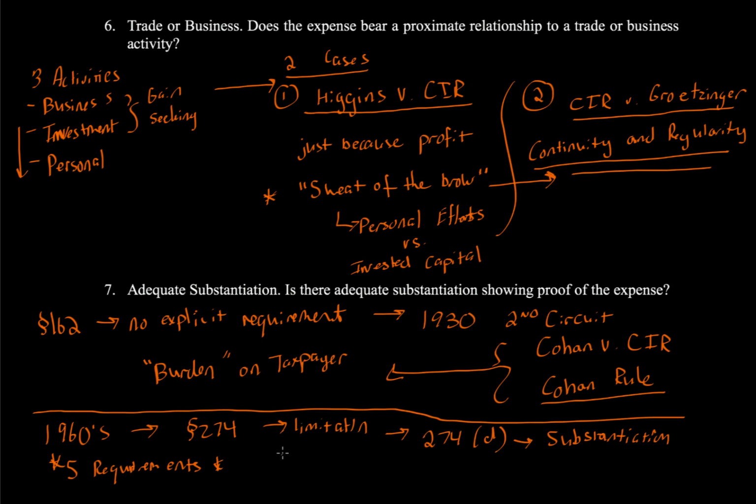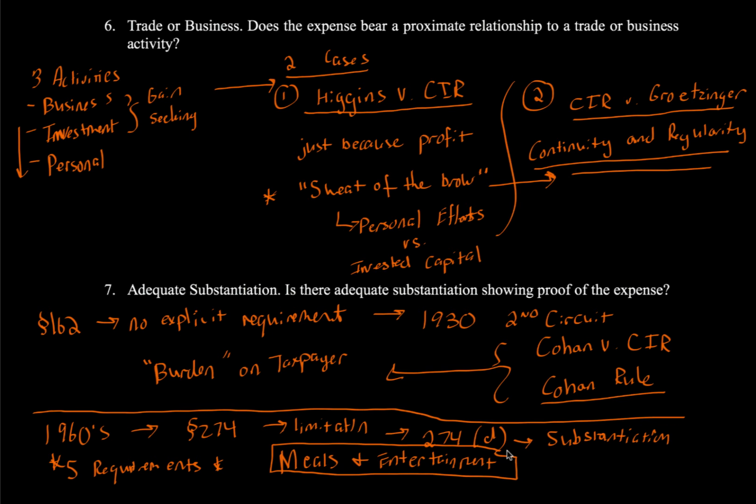So meals and entertainment are a perfect example. Meals and entertainment, you have to show 274D level of substantiation. But general business deductions, like section 162, you don't have to meet 274. And there's other types of deductions where you have to meet 274D levels.